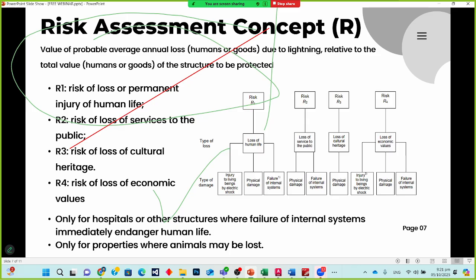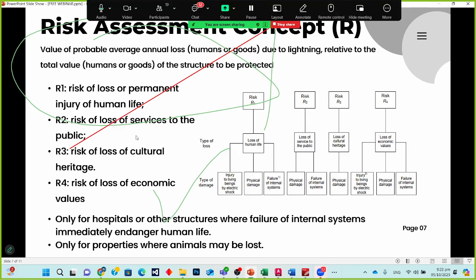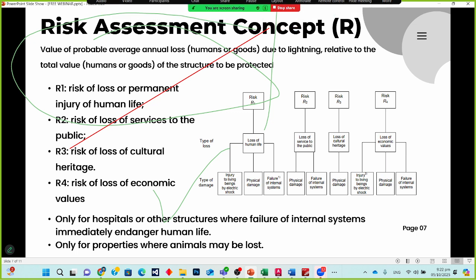But these types of risk are R1, R2, R3, R4. These are the four types of risk. We have to calculate these risks to analyze whether the risk is present in the area where we are installing our electrical system or not. If any one of these risks is higher than the limit value as per the IEC standard, we have to give protection against lightning.